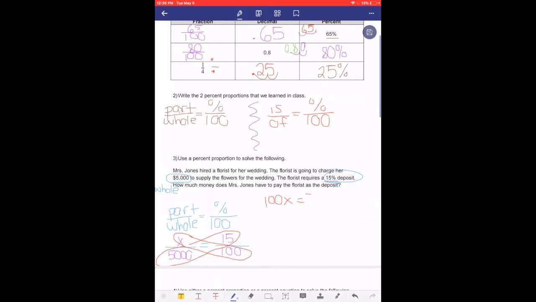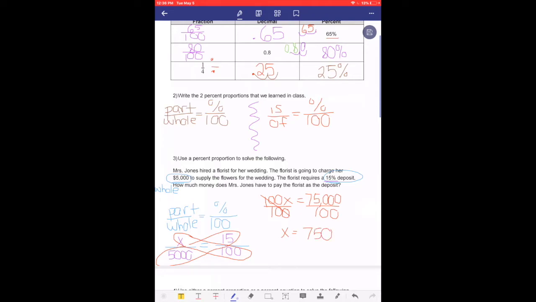You'll get 75,000. To solve for x, you want to get x by itself. So right now 100 is multiplying x. The opposite of multiplication is division. So we divide both sides by 100. It will cancel on the left. X equals 75,000 divided by 100. If you put that into your calculator, you'll get 750.